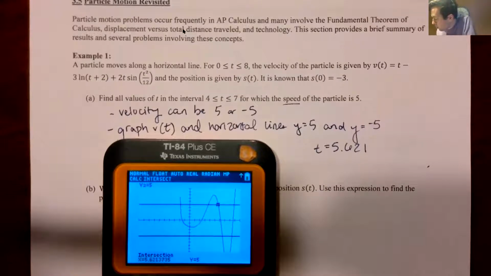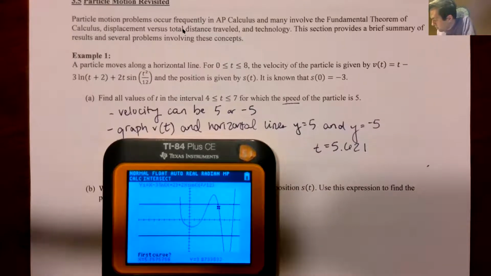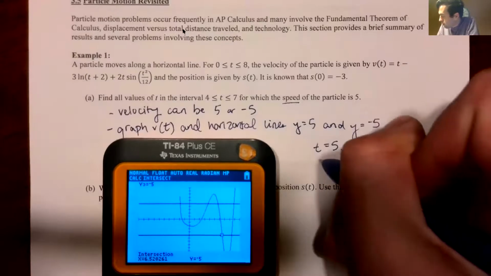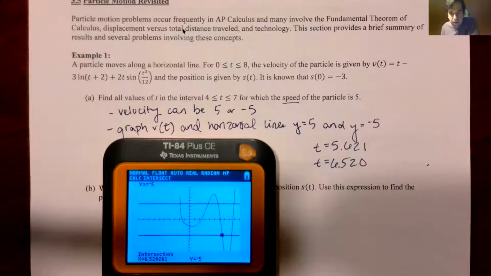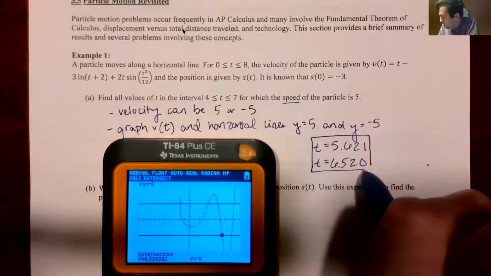And I think there's going to be one more down here. So let's check. I'm going to go down here. Now it's assuming I want to use that top line, but I don't. So I'm going to click the up and down arrows until I get to the other line. Hit enter. And this one's at 6.520. And that next intersection point is definitely too far away. So these are the 2 points in time where our speed is 5.